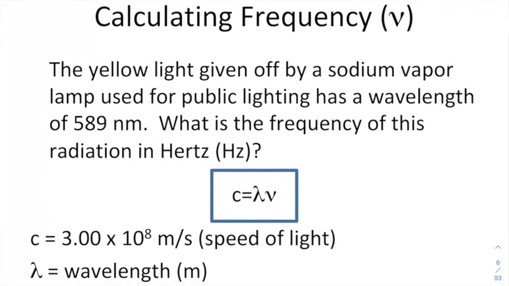All right, so next up, calculating frequency. Here it says yellow light given off by a sodium vapor lamp used for public lighting has a wavelength of 589 nanometers. What is the frequency of this radiation in hertz? And I gotta tell you, we don't use sodium vapor lamps anymore, but I'm sure most of you have seen movies where there's a scary scene and someone's walking down the street and there's a flickering street lamp, that's the sodium vapor lamp.